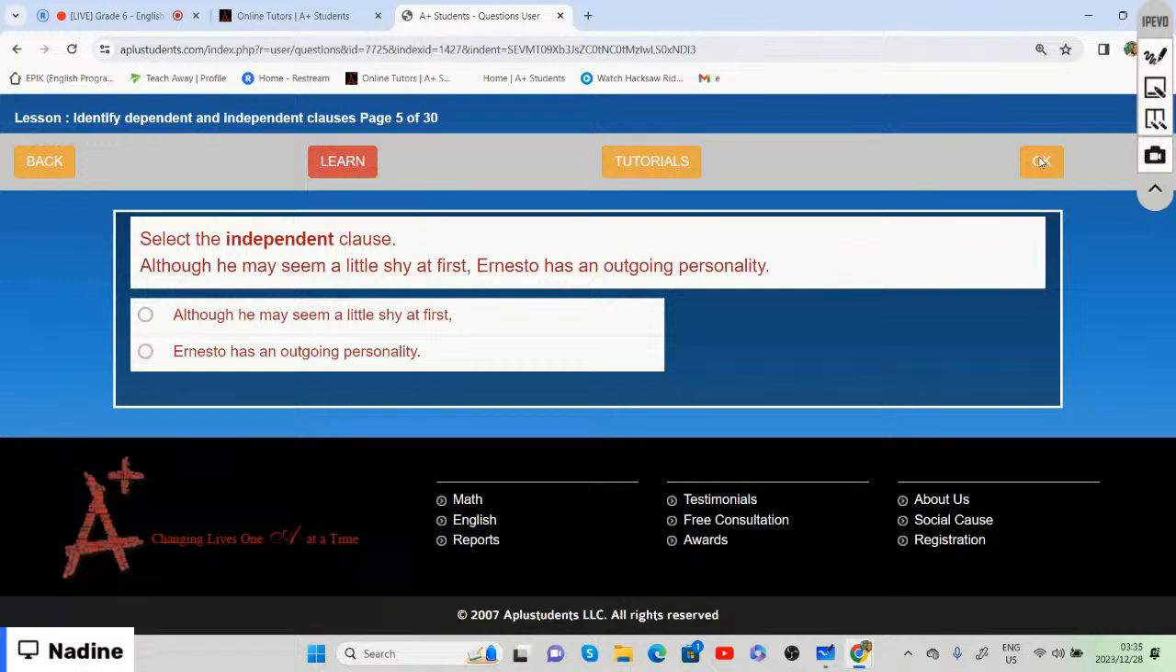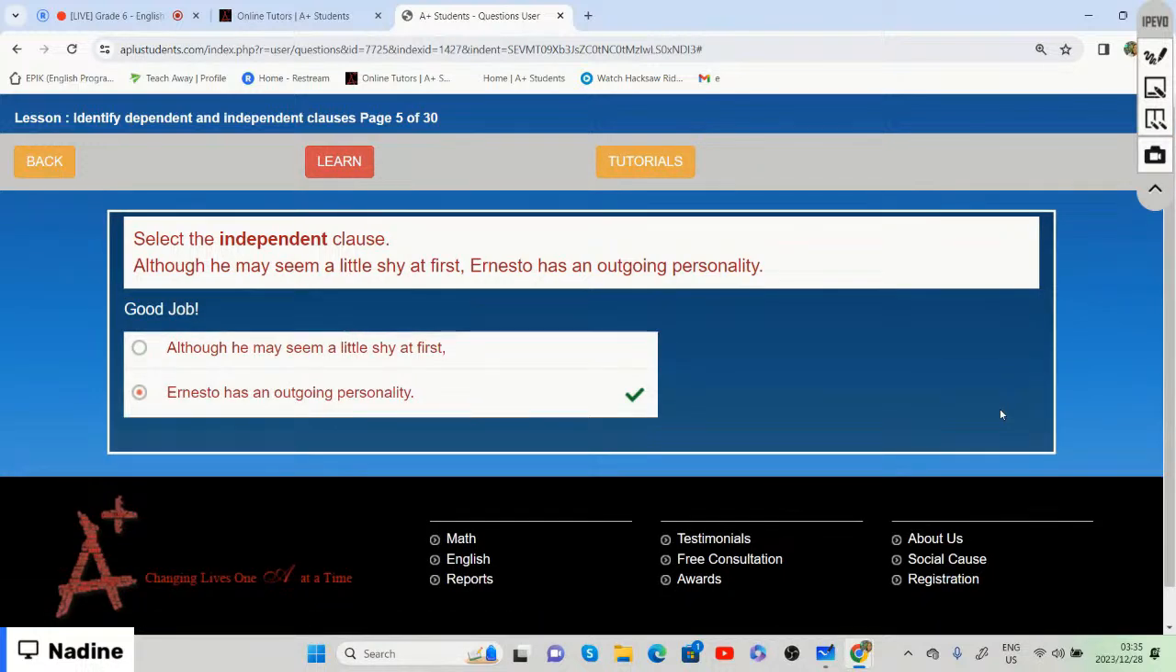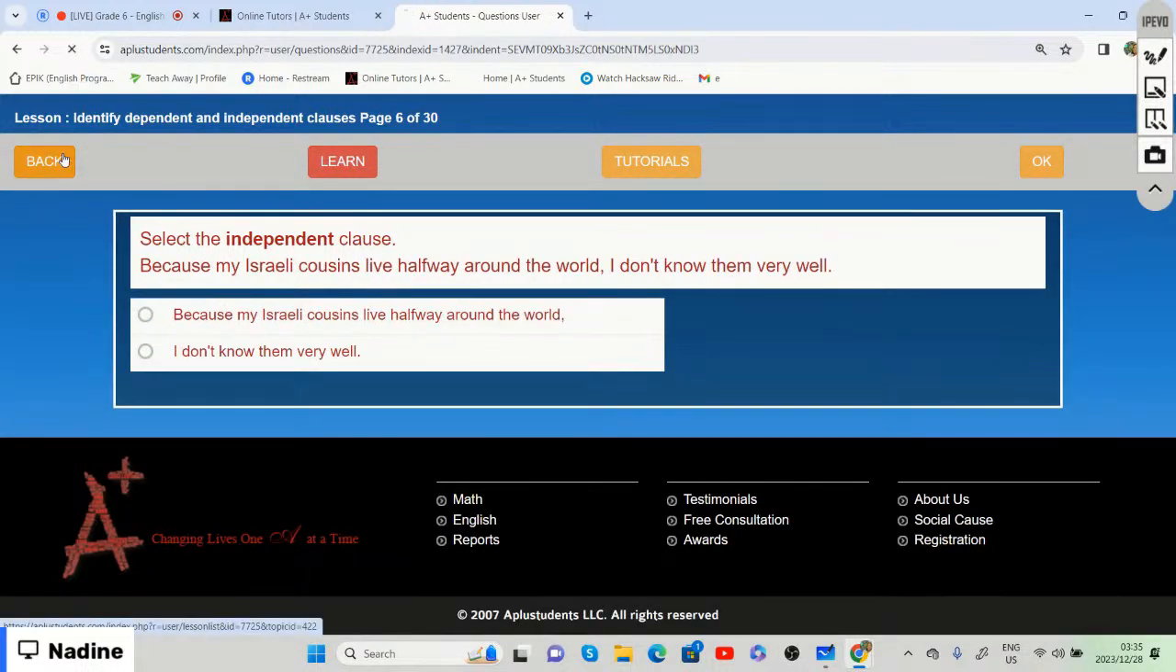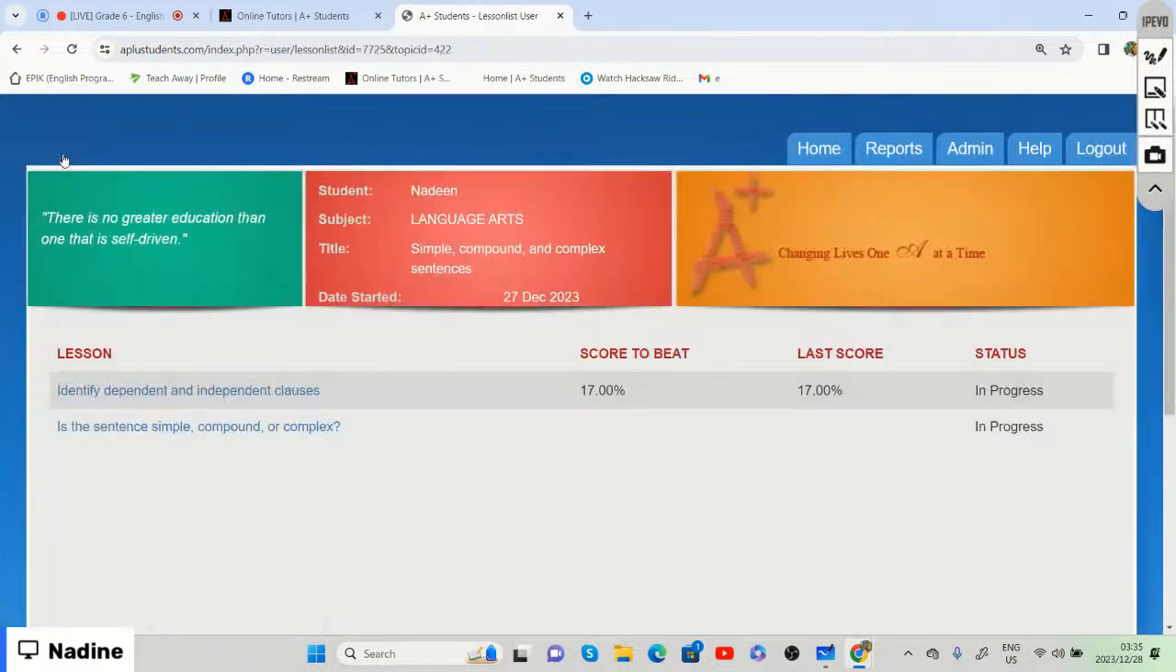Yes, so if we select the independent clause, then we will say it's "Ernesto has an outgoing personality." So well done. That one is correct, right? All right, so that was us identifying dependent and independent clauses, and we see that a dependent clause does not express a complete thought and it cannot stand on its own. And we said an independent clause can stand on its own and expresses a complete thought.